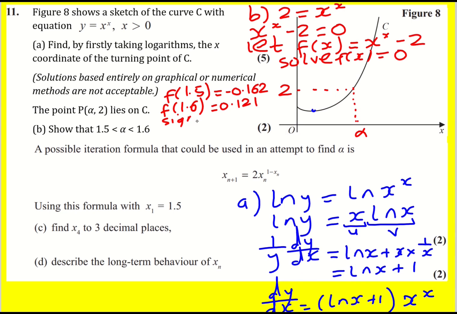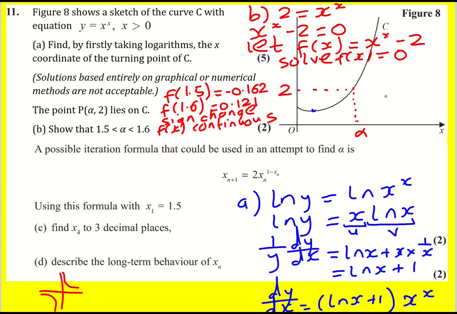So there's a sign change. F of x is continuous over the interval. I always think this is a good one to write down because you can get sign changes without a root. For example, 1 over x jumps from negative to positive without actually going through the axes.